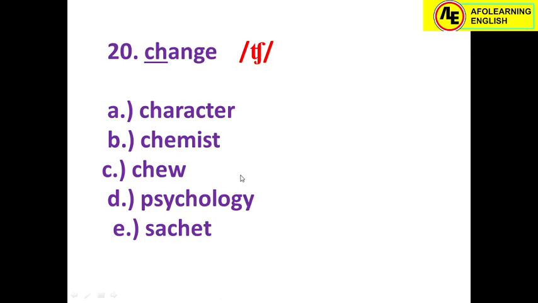Number 20, we have change. The correct answer here is chill. Option A is pronounced as character, so it has the CH here. Chemist, psychology, sachet, the CH here is pronounced as sh and not ch. And what we're looking for is ch. So the correct answer is chill.